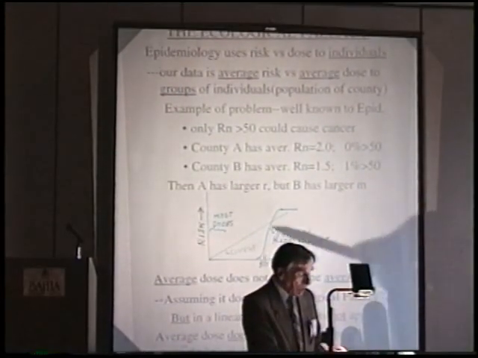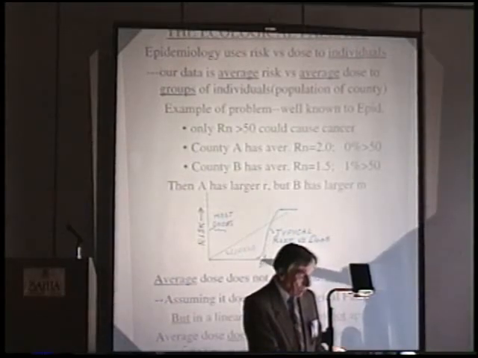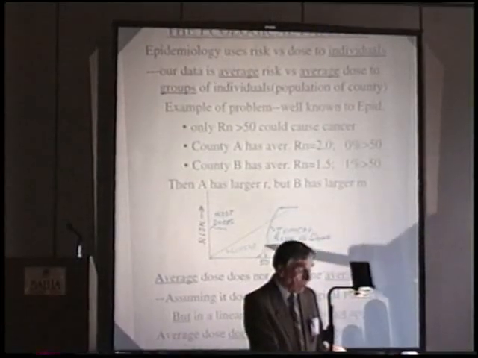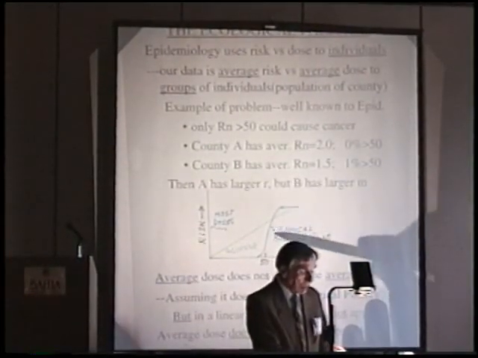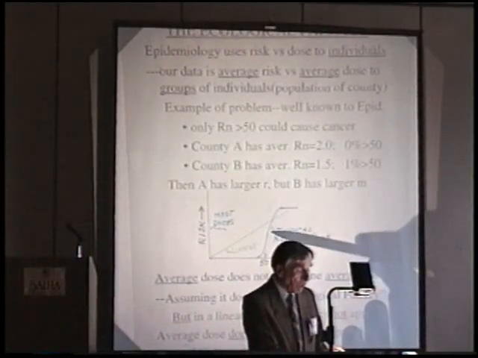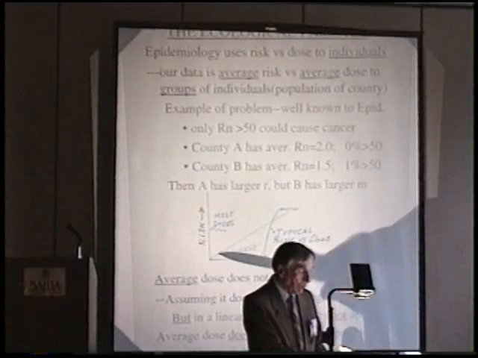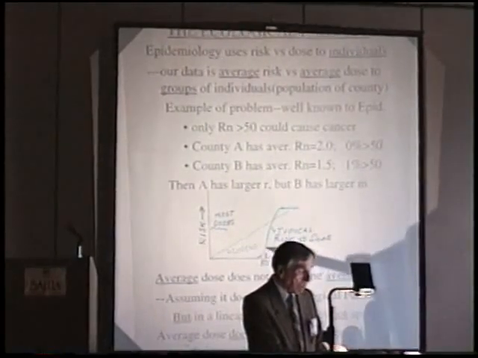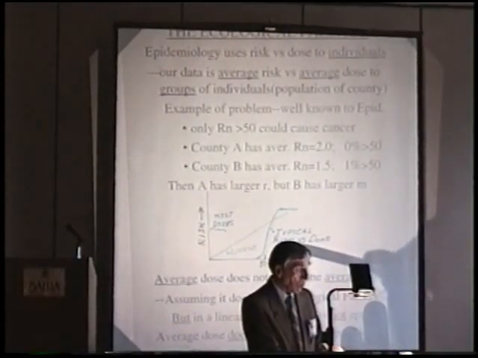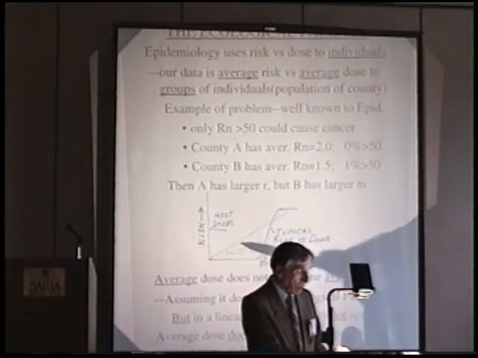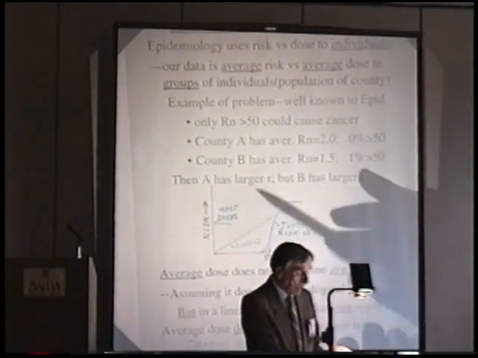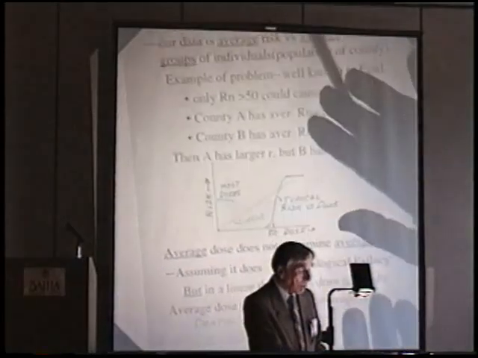For example, suppose the risk for cancer behaved this way. This is the way a lot of risk versus dose curves go. In other words, they basically have a threshold. Say it had a threshold at 50 here, and now suppose different counties had average radon levels here or here. Well, that doesn't tell you how many people they have that were above this threshold. So therefore, the average dose does not determine the average risk. And assuming that it does is what's called the ecological fallacy.